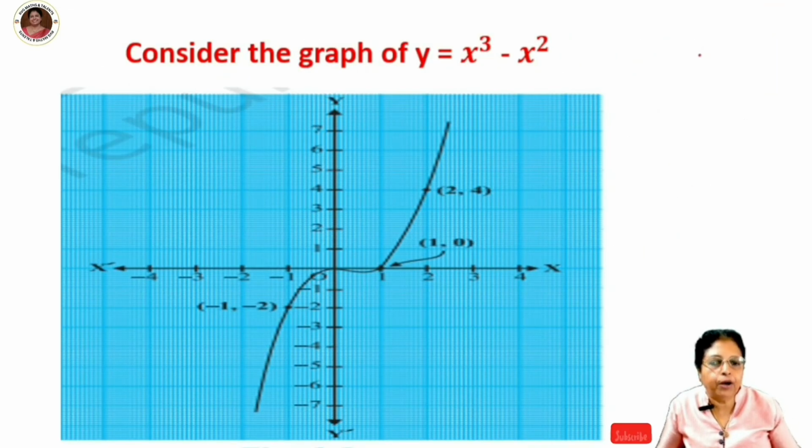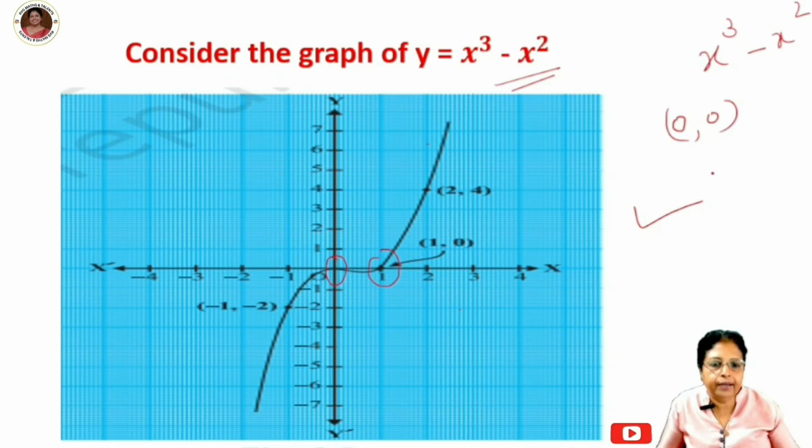Consider another polynomial x cube minus x square. Let us draw the graph of this, and we get a graph like this. Y equal to x cube minus x square. Observe this. At this point the graph cuts the x-axis. At this point the graph cuts the x-axis. So which are the points? 0, 0 and 1, 0. That means the x coordinates of these points are 0 and 1.